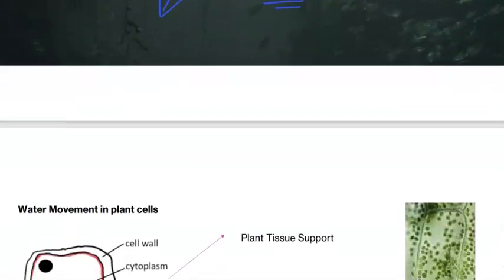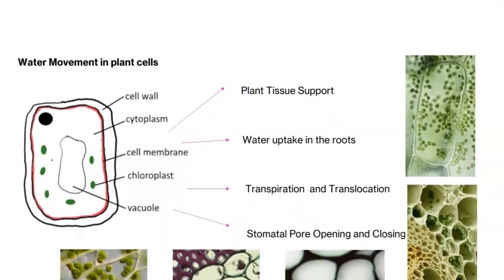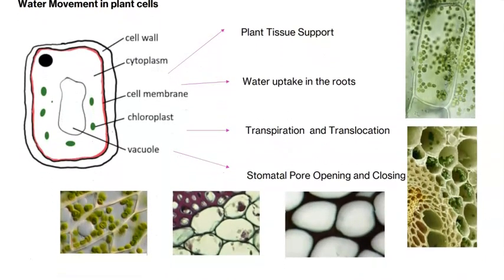So let's take a look at water movement in plants. The first thing to do is to take a bit of a reminder about the structure of plants. And of course, we have in common with the animal cell the cell membrane and the movement of water across that cell membrane. So that's the controlling feature.